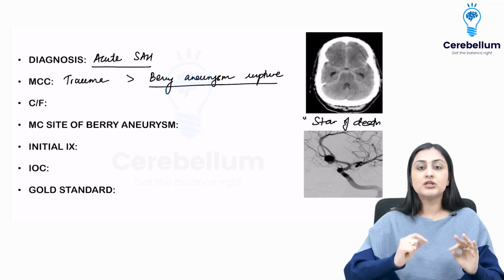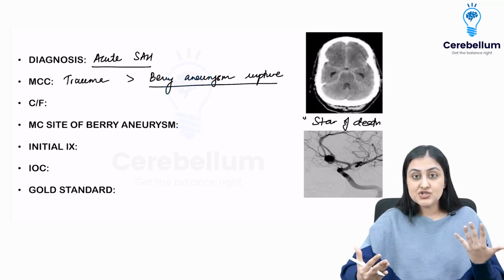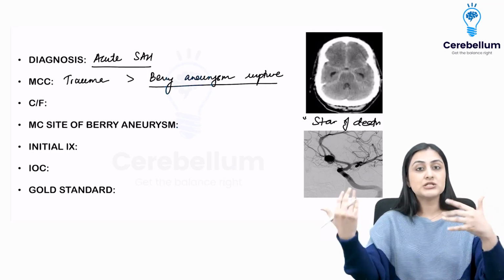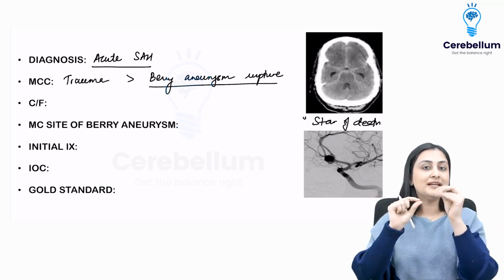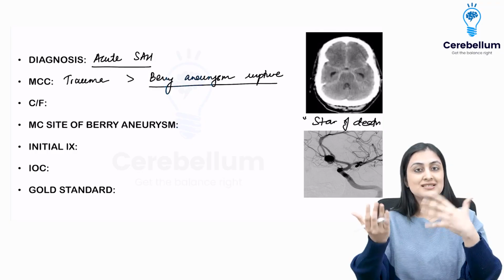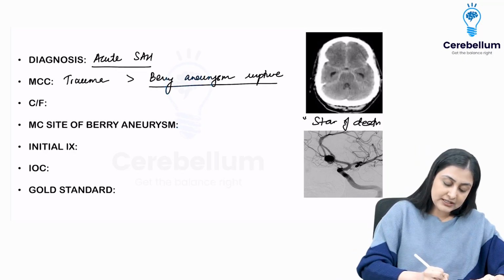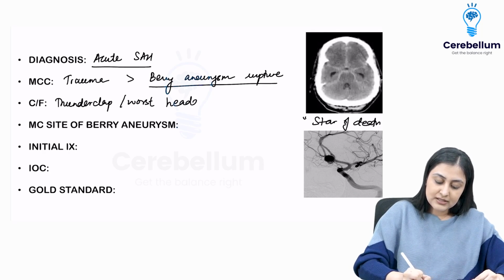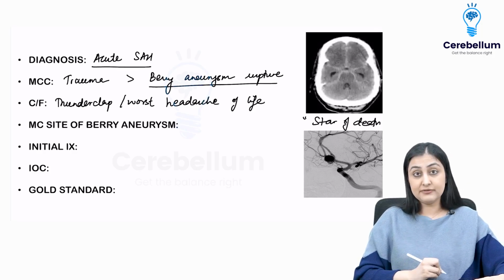So very severe thunderclap headache, which could also have other signs such as neck rigidity. You can also have the Kernig sign, Brudzinski sign that we study in meningitis being positive here, because this blood which is accumulating can actually irritate the meninges and can give rise to these signs of meningitis as well. Okay, so the clinical feature, the buzzword here is going to be the thunderclap or the worst headache of life history that the patient can give you. Okay, so this is about the clinical feature.